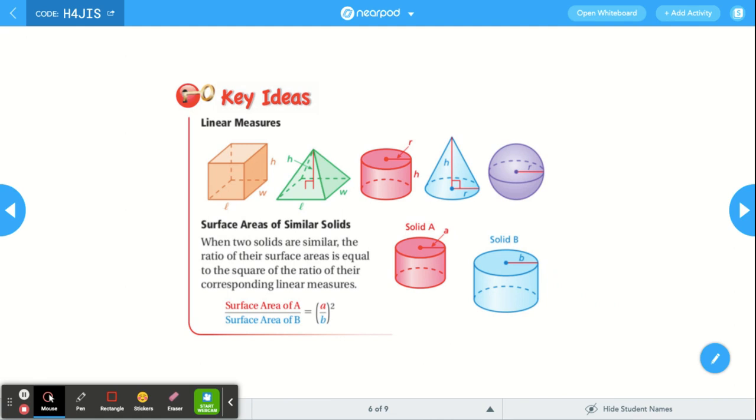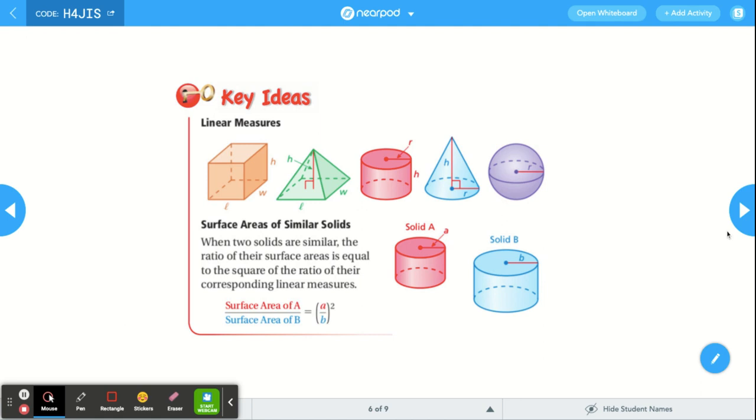All right, so this is a section that I want you to make sure that you copy down, especially that formula down at the bottom. It says that it has to do with the surface areas of similar solids. So when two solids are similar, the ratio of their surface areas is equal to the square of the ratio of their corresponding linear measurements.